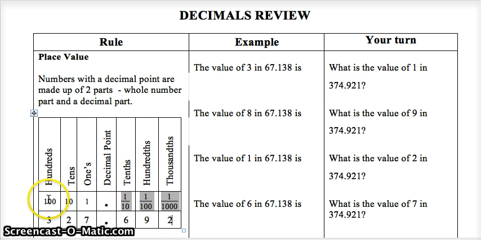Now, if you look here at the place values, we've got 100, and if you divide 100 by 10, you get 10, and if you divide 10 by 10, you get 1, and then we've got our decimal point. And now if you keep dividing by 10, 1 divided by 10 is 1 over 10. 1 over 10 is called a tenth. And if you divide a tenth by 10, you get a hundredth, and that's 1 over 100. And if you divide that by 10, you get 1 over 1,000.